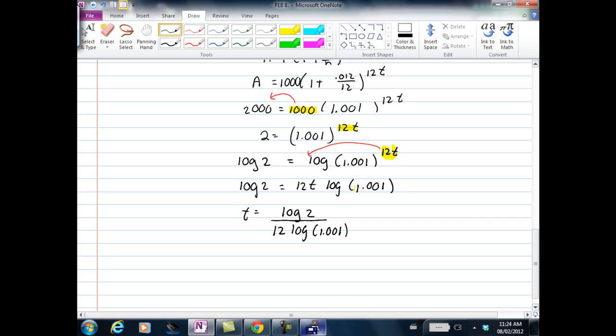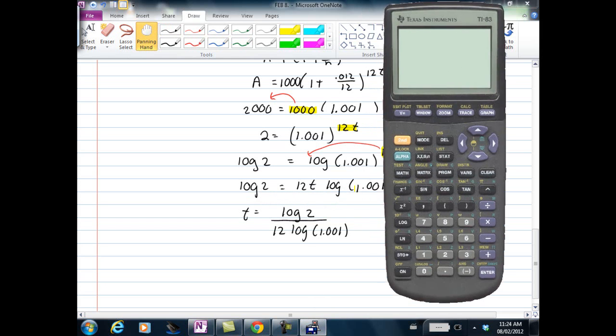What happened to 12 in front of the t? See, I bring this 12 and log to the side by dividing. So that's how you get t by itself. So this now becomes, so let's solve. Do it step by step, right?